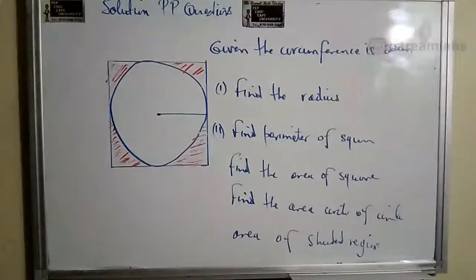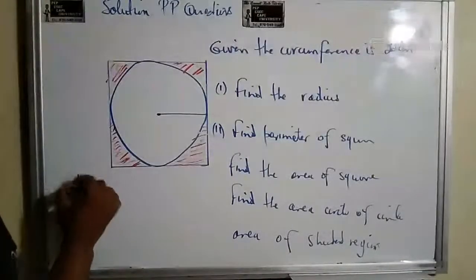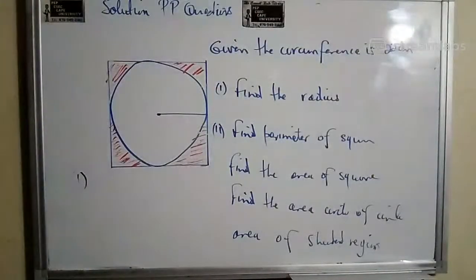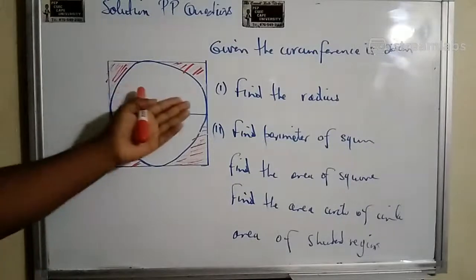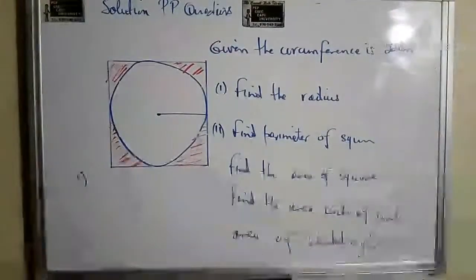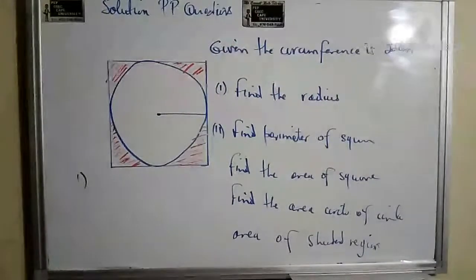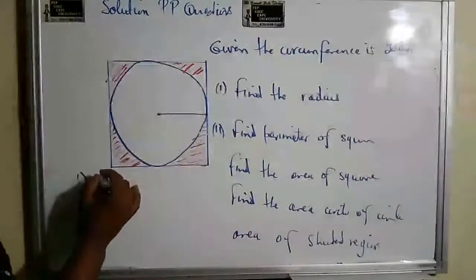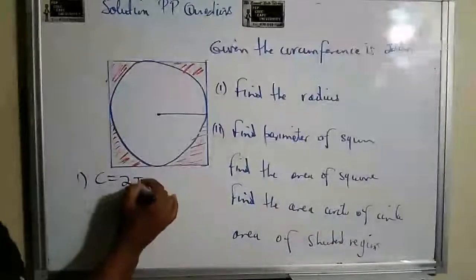Alright, so find the radius. So let us look at 1. I'm gonna do everything right here. So 1 says find the radius. Now, how can we find the radius and we are only given the circumference? So we always go back to what we know. What do we know? We know that the circumference is equal to 2 pi r.